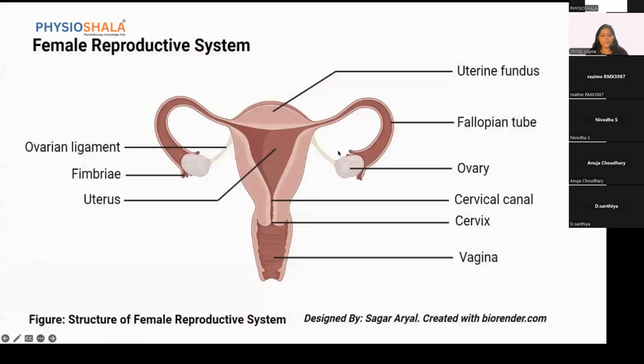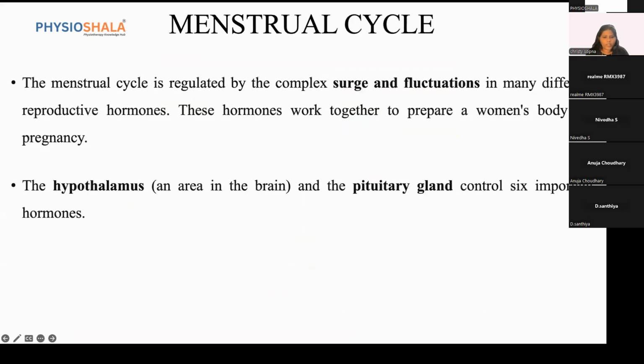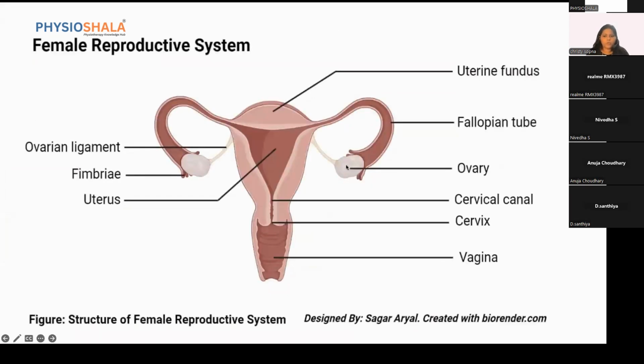This is the female reproductive system overview. The ovary and the cervix. Ovary: every month, every cycle, one follicle will mature, and from that an egg or ovum will be released. It will go into the fallopian tube. If fertilization occurs here, the sperm will come, and the egg will move out and get implanted in the uterus.